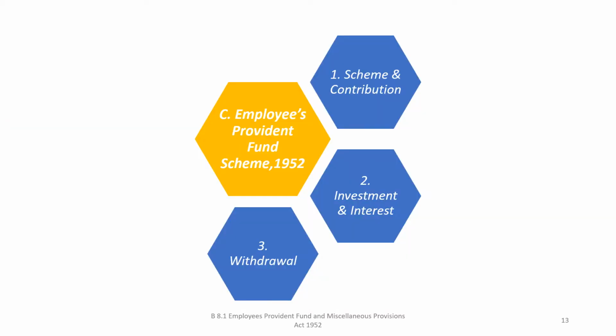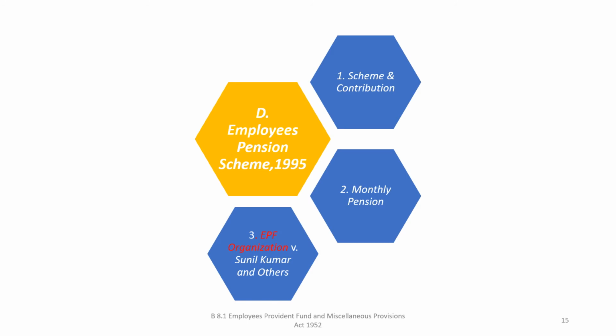Thus we have seen Employees Provident Fund Scheme 1952, what is the scheme, how investment is done, how interest is credited and how could it be withdrawn by the employee under various heads. Next scheme which is there is Employee Pension Scheme, which talks of payment of monthly pension to the employee or his family. We will be looking at it from its scheme and contribution and also the monthly pension per se.